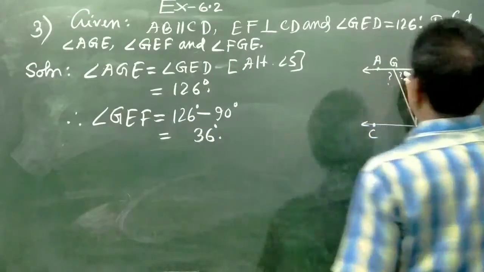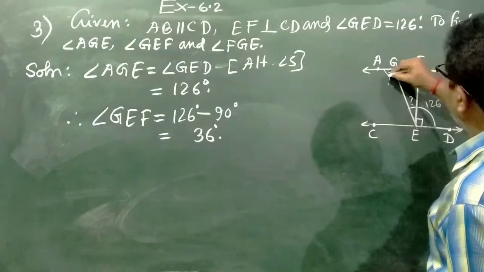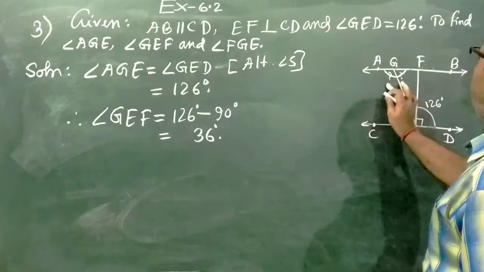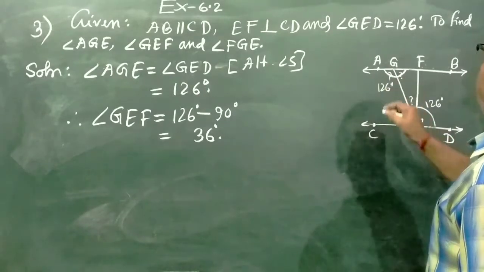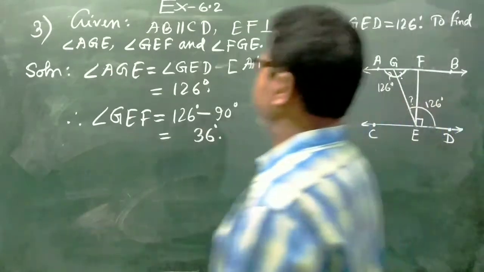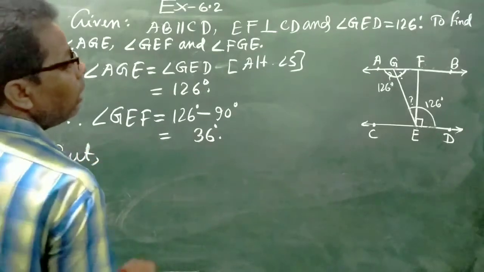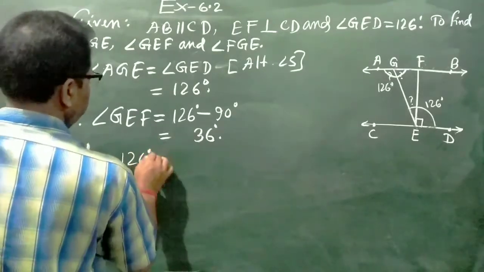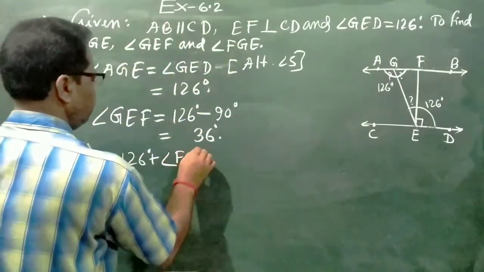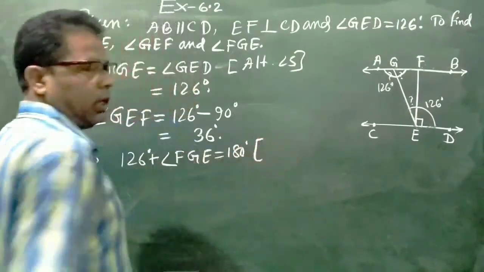Now FGE, this angle is required. But the sum of these two angles is going to be 180 degrees because it is a linear pair. AGE we have got 126. Then FGE plus 126 is going to be 180 degrees. But 126 plus angle FGE is equal to 180 degrees. These two angles are called a linear pair.